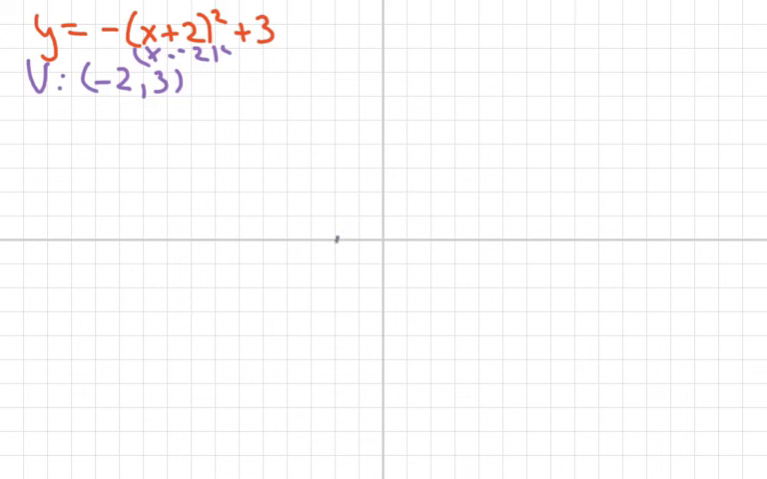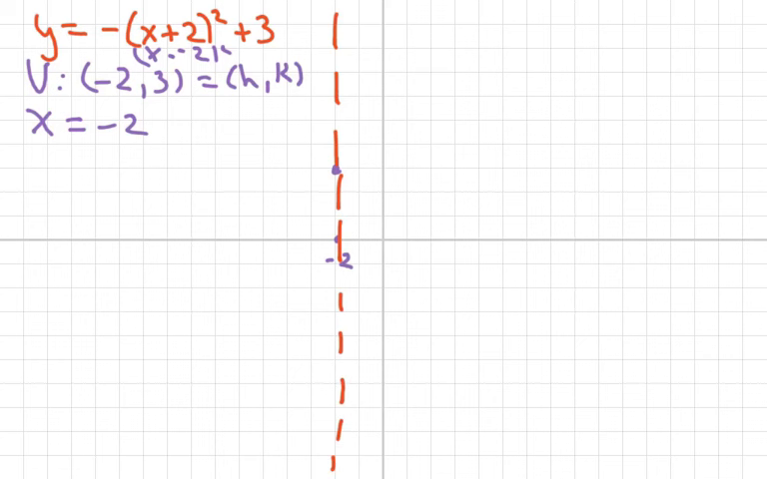So I'm going to plot this as -2 and 3. So there's your vertex. We know it's going to open down. All right, our axis of symmetry is just x equals our h. So this is (h, k), so that's x equals -2. So I'm going to draw my axis of symmetry. It's right there.